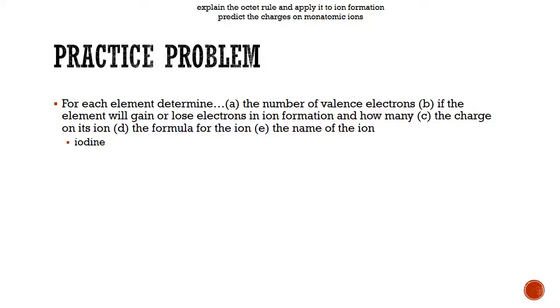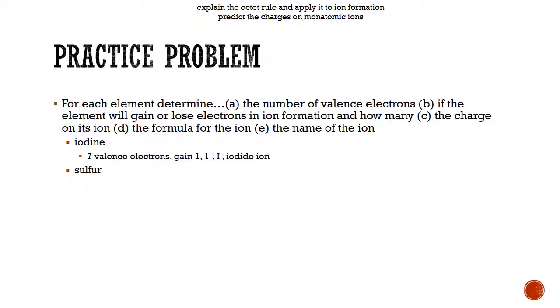Alright, the first one here is iodine. Iodine has 7 valence electrons. That means it will gain 1 electron when it forms an ion to get to its octet. That means it will have a charge of 1 minus. The formula would be I minus, so you could write I 1 minus, and we would call that the iodide ion. Again, notice the IDE ending for the monatomic anion.